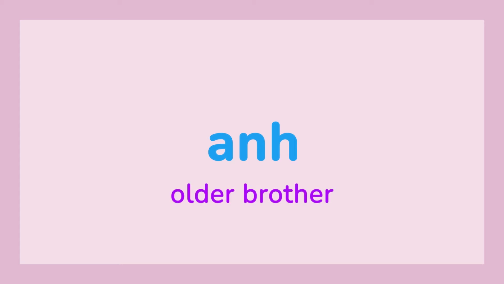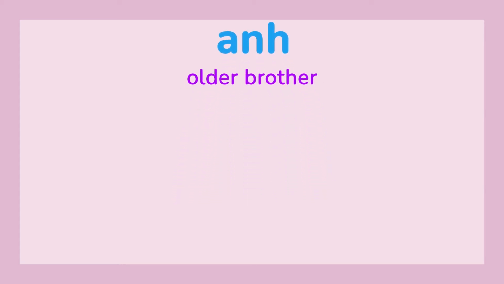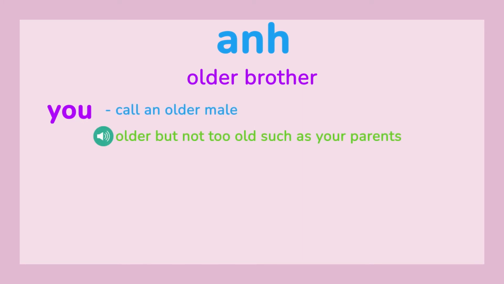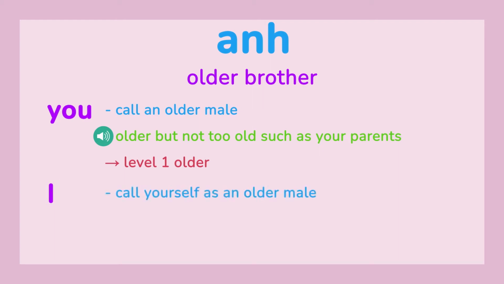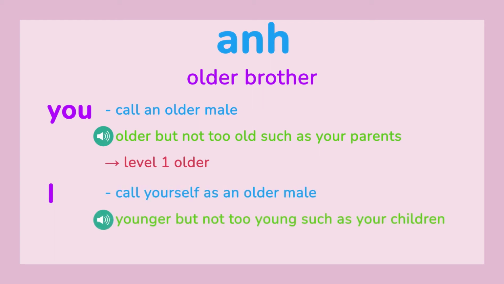First, we have the word anh. As a kinship term, anh means older brother. The word anh could be used as you if you're talking with a male who is older than you but not too old, such as your parents. I'll call this level 1 older. And it could also be used as I if you're a male and you're talking with a person who is younger than you but not too young, such as your children. I'll call this level 1 younger.